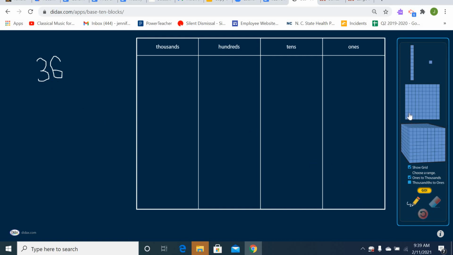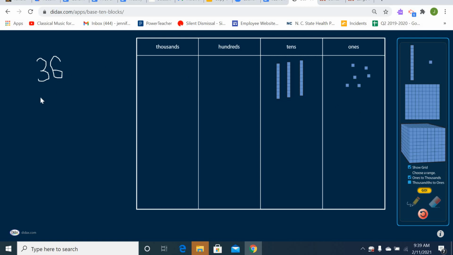So I'm going to come over here to my base 10 blocks, and I'm just going to show you what that looks like. I have 3 groups of 10. 1, 2, 3. And I have 6 ones. 1, 2, 3, 4, 5, and 6. Okay, so number 36 has 3 groups of 10 and 6 ones. Okay, let's talk about this.